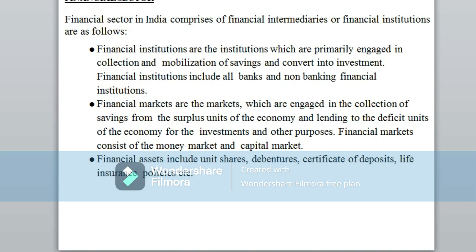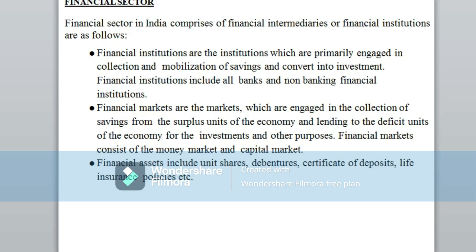Now moving ahead, let us discuss some of the features of the financial sector. The financial sector in India comprises financial intermediaries or financial institutions. What are the different kinds of intermediaries? SIDBI, FICCI, SEBI and so on. Financial institutions are primarily engaged in the collection and mobilization of savings and their conversion into investment. Financial institutions include all banks and non-banking financial companies.